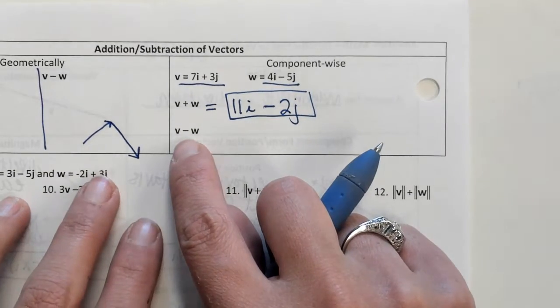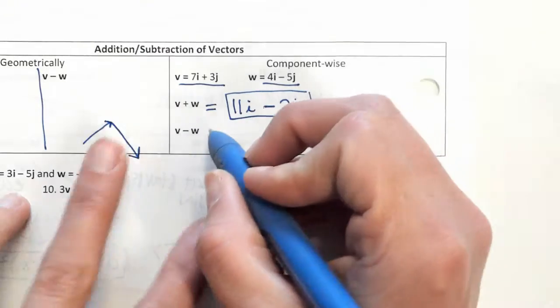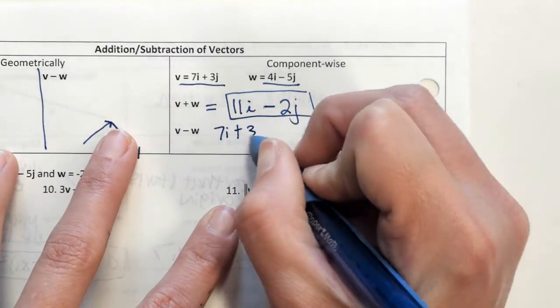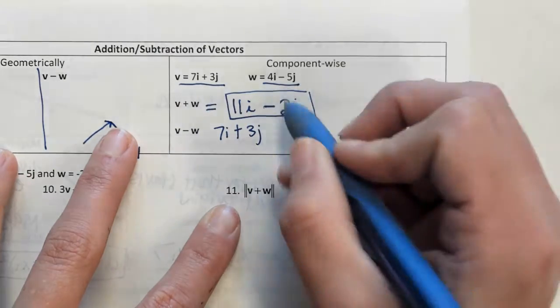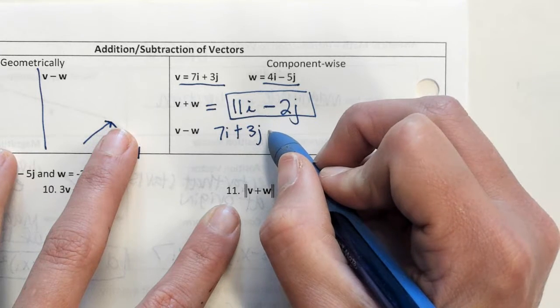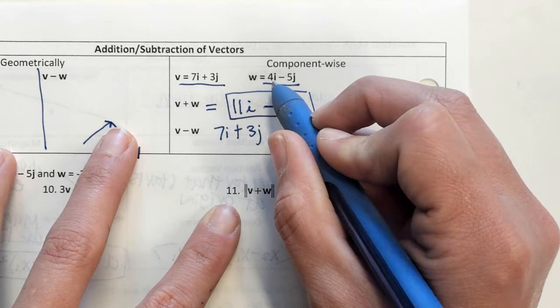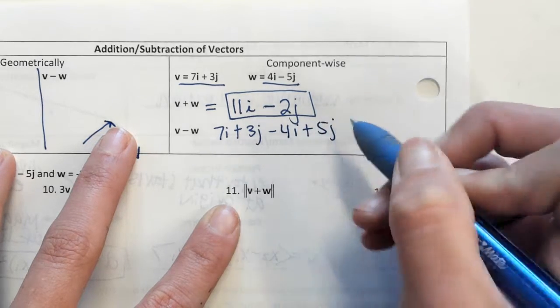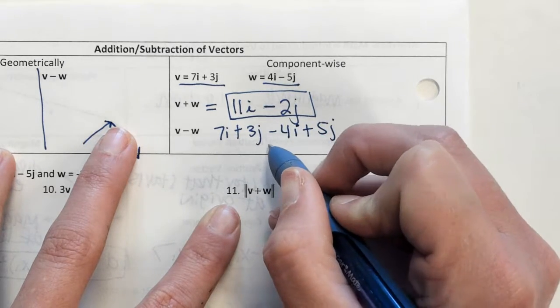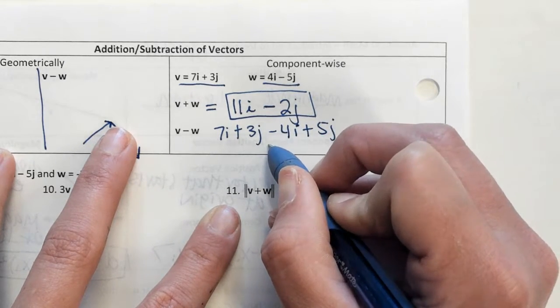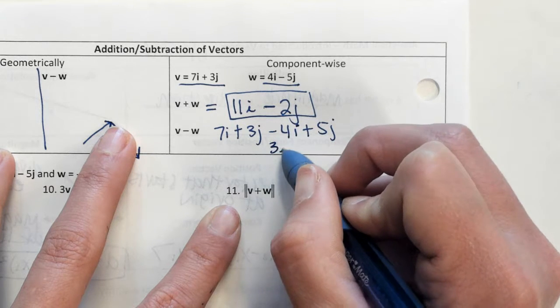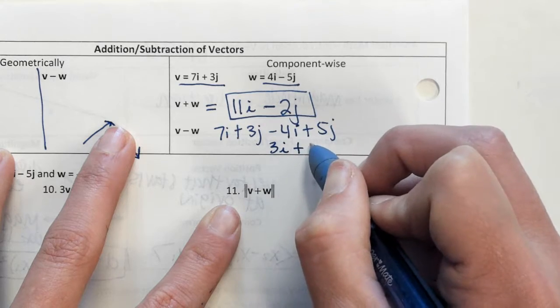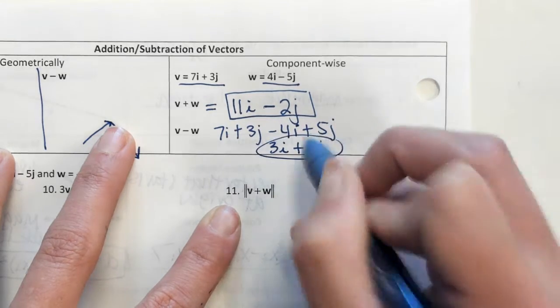V or W? W. Good. So what this looks like is 7i plus 3j won't change our V, but our W will change to what here? And plus 5j. Good. So when I combine them, I'll get what? 3i plus what? 8j. Very good.